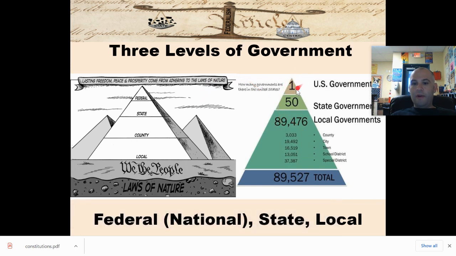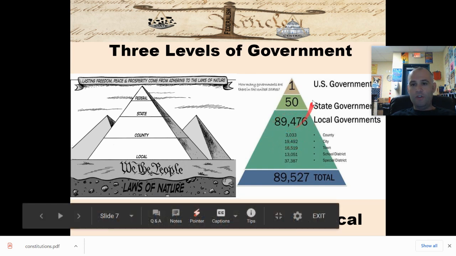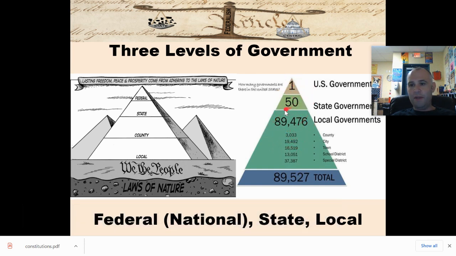There's one federal government, the U.S. government, in Washington, D.C. There are 50 state governments. Every state has their own government. And then the state governments are broken into local governments. There are over 90,000 local governments. So we have the U.S. government, the Florida government, and then you have the Palm Coast local government.